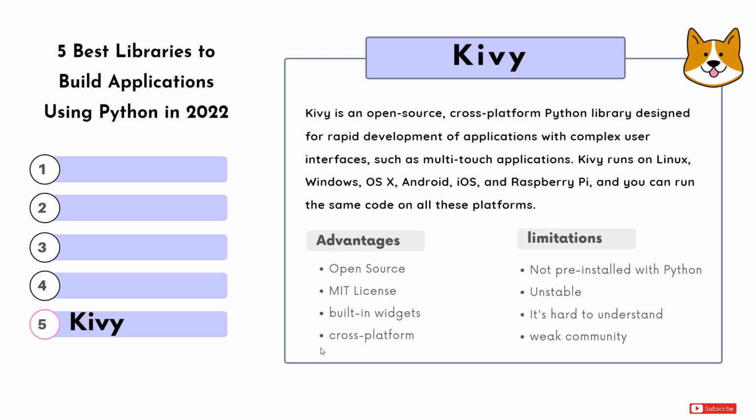Because of this, the community is a bit weak. It's still developing right now, so it has a weak community. It's gonna become stronger and stronger as time goes on, but for now this is the top 5th open source Python library that we have.